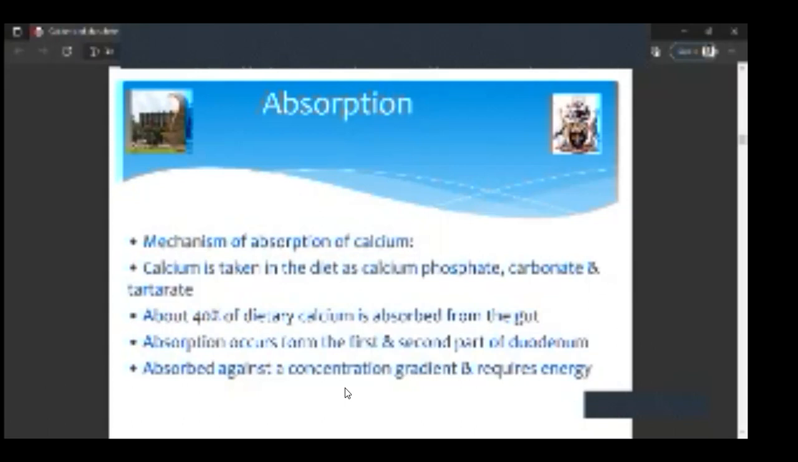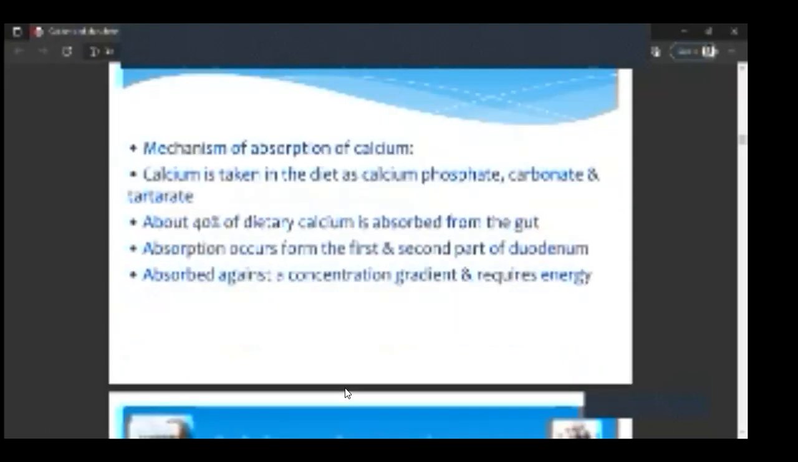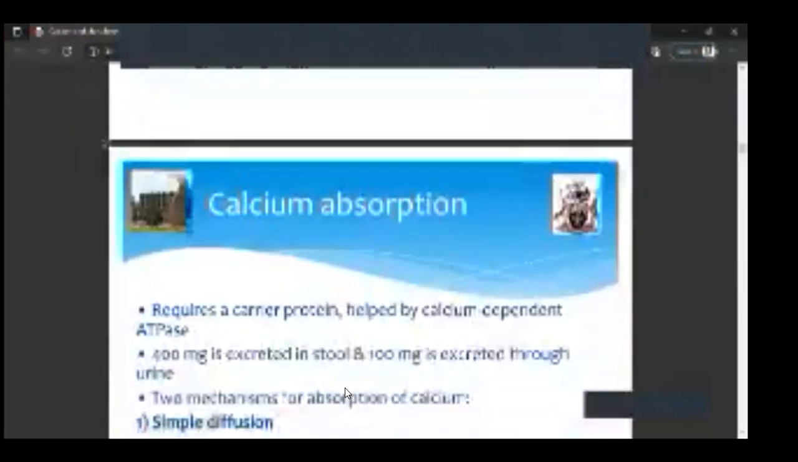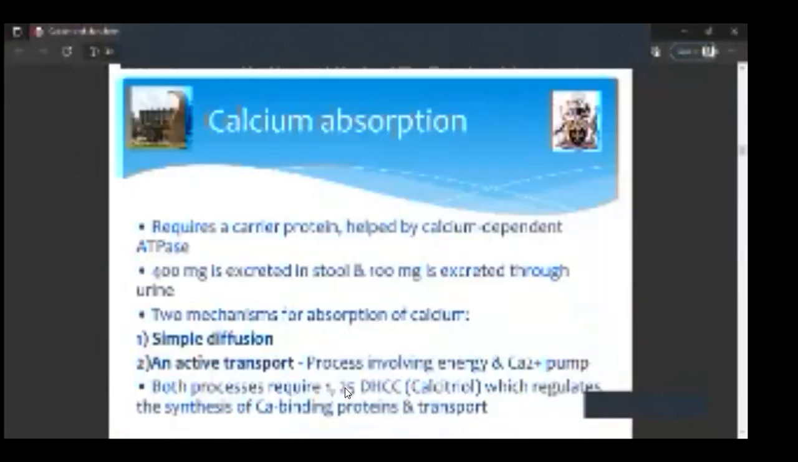Usually, calcium requires a carrier protein to help, which is helped by the calcium dependent ATPase. 400 milligrams are usually excreted in stool, so sometimes you want to measure fecal calcium, and 100 milligrams is excreted in urine. We have two mechanisms of calcium absorption: simple diffusion or active transport.